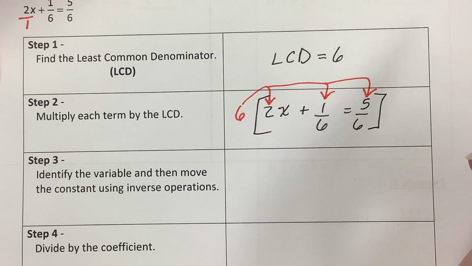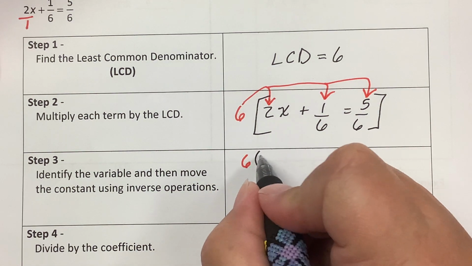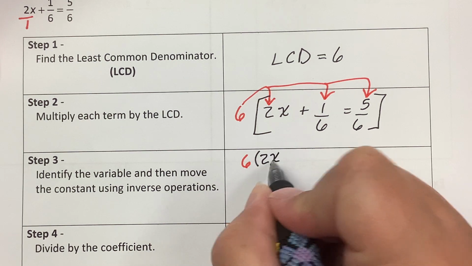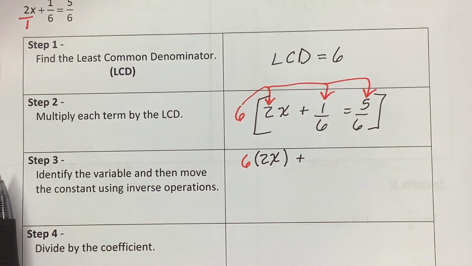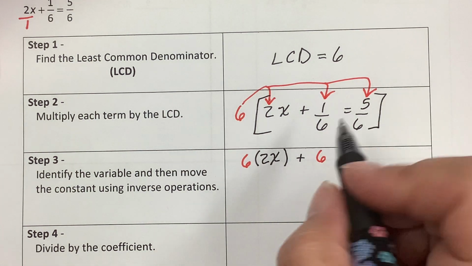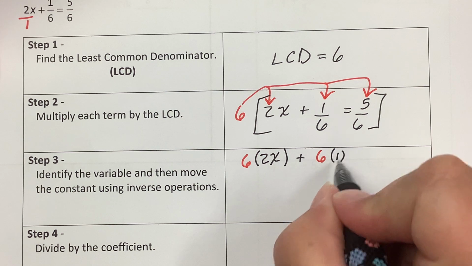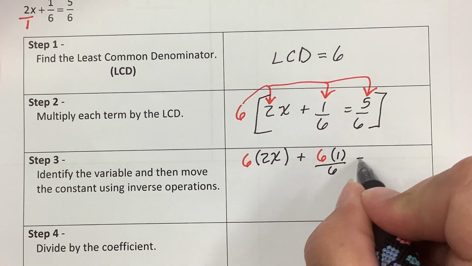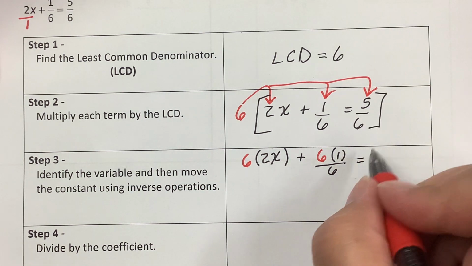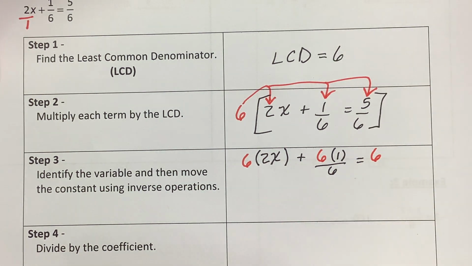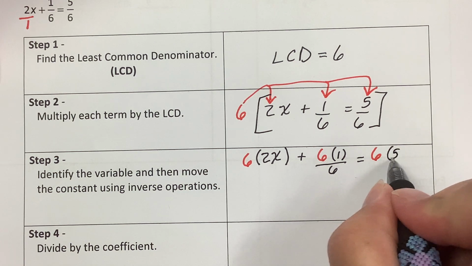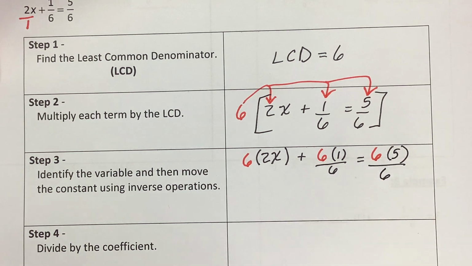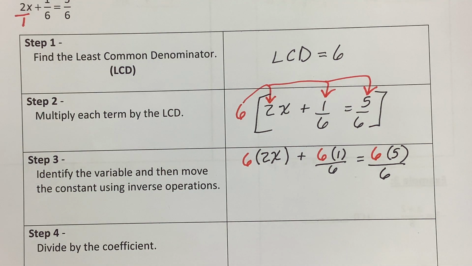So I'm going to write it out. 6 times 2x plus 6 times 1 over 6 equals 6 times 5 over 6. Identify the variable, then move the constant. Oh, yeah. I have to solve this first.